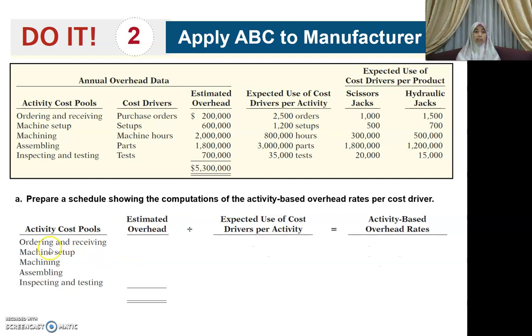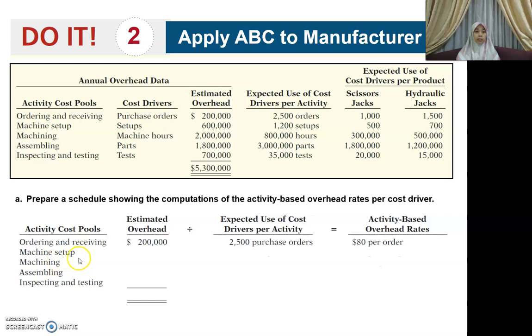In this case, for ordering and receiving, the cost is 200,000 ringgit. You divide by 2,500 orders, and that gives you 80 ringgit per order. This is known as the activity-based overhead rate. You just take the estimated overhead divided by your expected use of the cost driver, and you get the activity-based overhead rate.